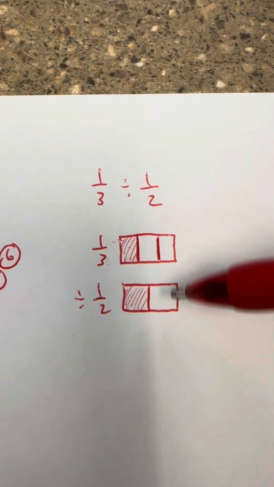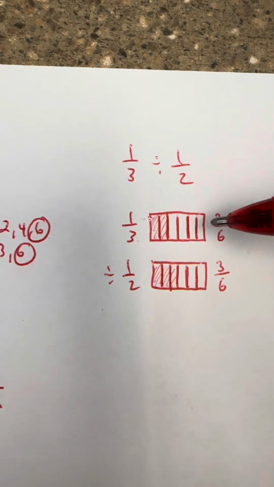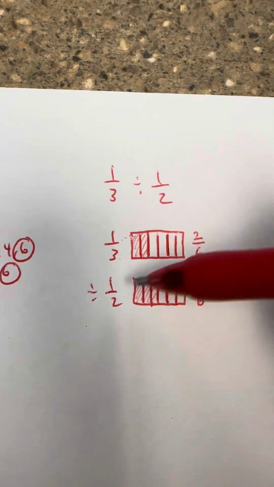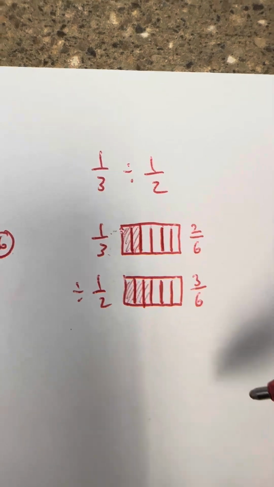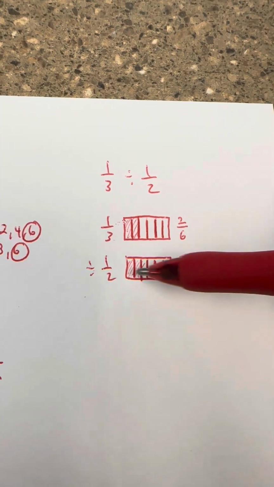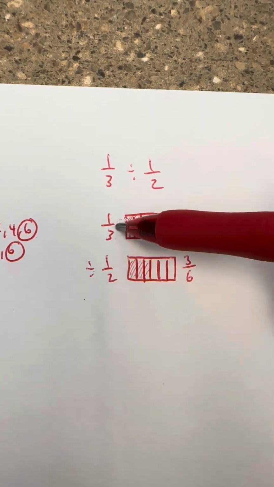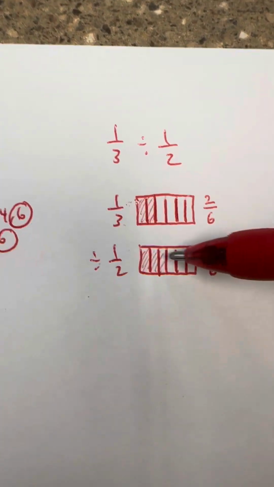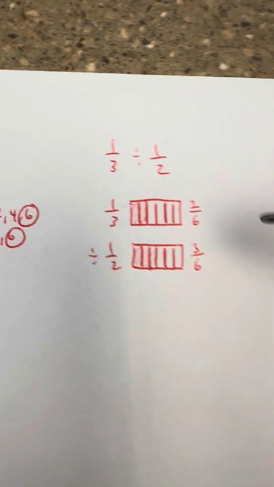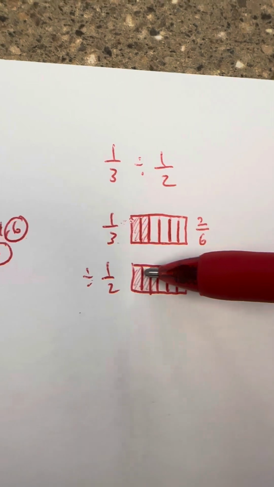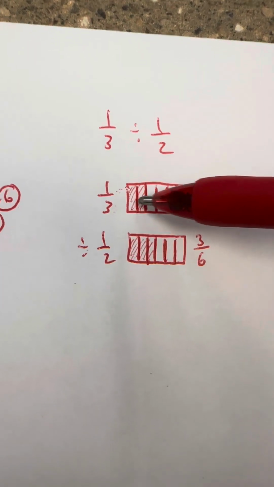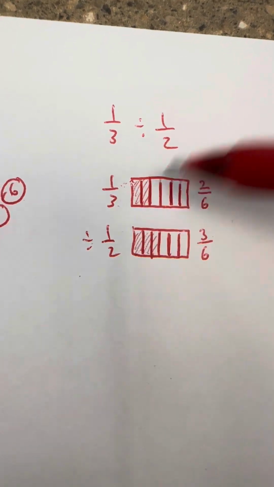So that means I have to cut each of these into 6 slices. After cutting them into 6 equal slices, you can see that 1/3 is the same thing as 2/6, and 1/2 is the same thing as 3/6. And then again, the question is 1/3 divided by 1/2, which means how many times does a half fit into a third? In other words, how many times do these 3 slices fit into these 2 slices? By looking at this closely, I can see that I have 3 slices here and only 2 slices here. All 3 of these do not fit into this. Only 2 of these fit into these.